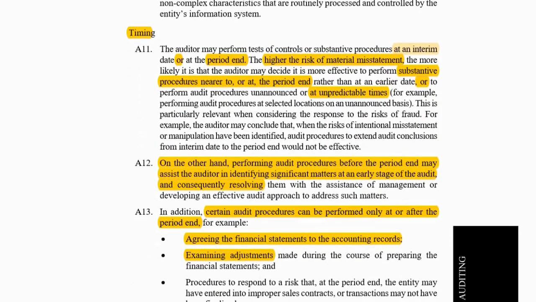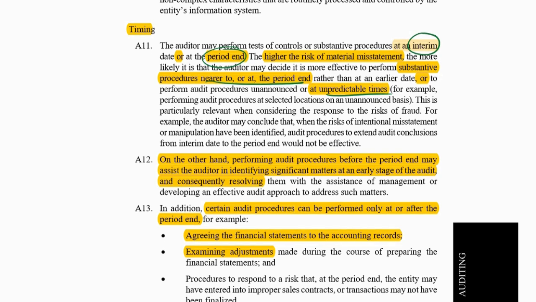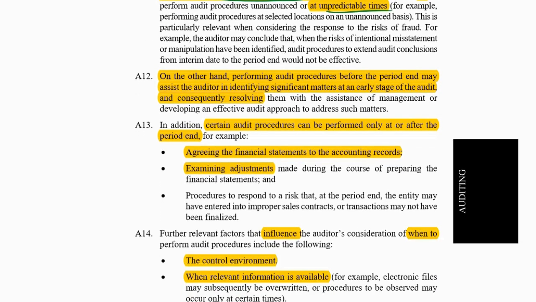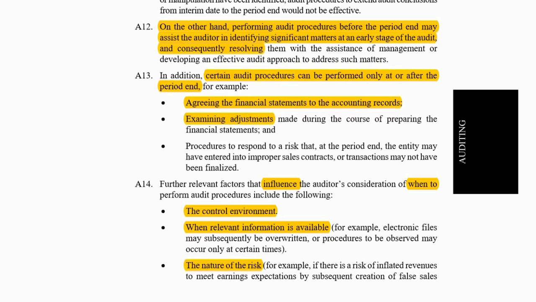In terms of the timing, I need to look at the two periods, interim and year end, or just period end. And just note, the higher the risk, the more I'd like to do it at a later stage or at an unpredictable time. So I'm going to include these under my timing. If I'm able to come in at an early stage, it might help us to identify areas that need to have resolutions. But there are things I can only do at year end, agreeing the financials and looking at certain adjustments.